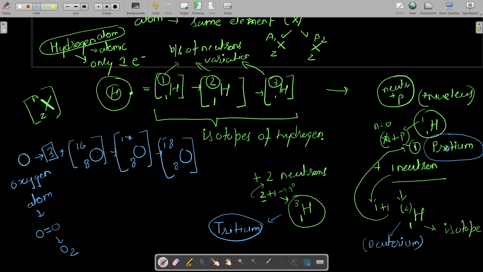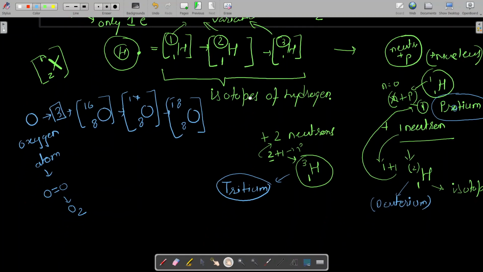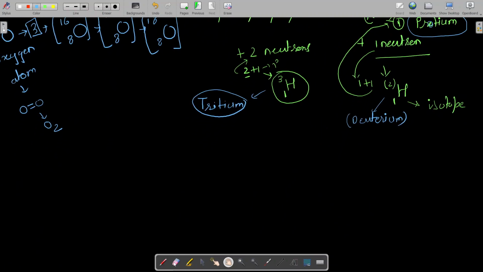Now this one is your oxygen. Moving on with the topic, the next one is your carbon. Carbon is very important in that way. So what is the carbon's actual number? Carbon 12, 6. That means 6 is the proton number or atomic number, and 6 plus 6, 12, is the atomic mass of carbon.